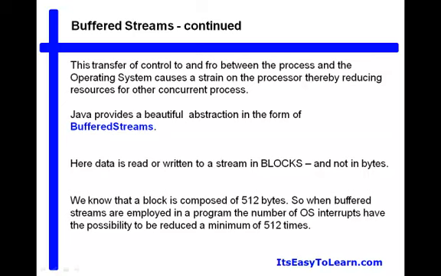Here, in buffered streams, data is read or written to a stream in blocks and not in bytes. We know that a block is composed of 512 bytes. So when buffered streams are employed in a program, OS interrupts have the possibility to be reduced by a minimum of 512 times. For example, let us say you use a file input stream to read a file. When you say file input stream.read, 1 byte is read and copied to your memory. The next read copies 1 more byte. So this byte to byte copying or reading causes a strain on the processor.